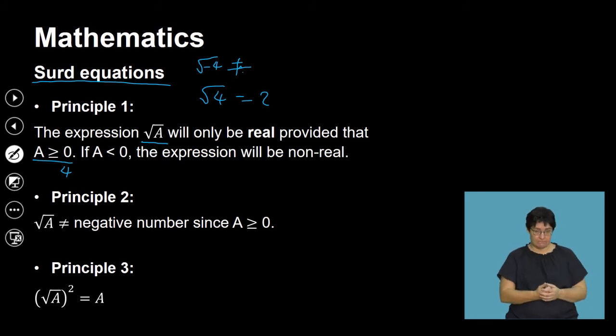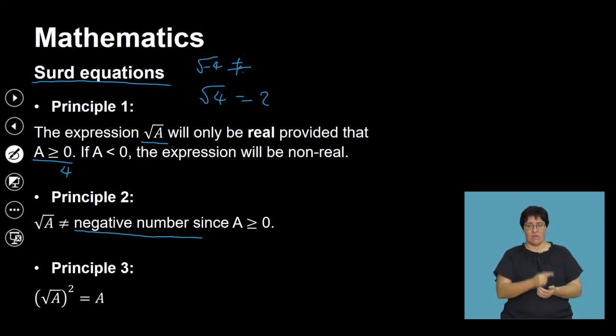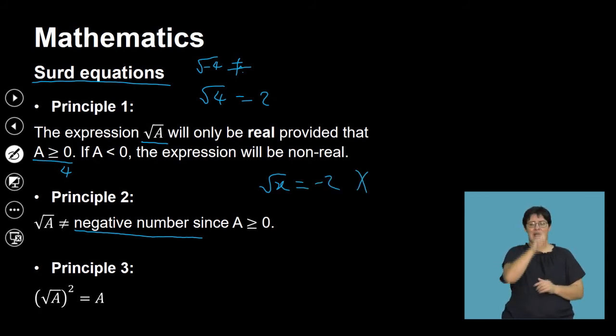So principle 2 is that the square root of a cannot be equal to a negative number, since a is greater or equal to 0. What does that mean? I can't have square root of x equals negative 2. This is a lie, right? Why? Because the value of x must always be a value greater than 0.